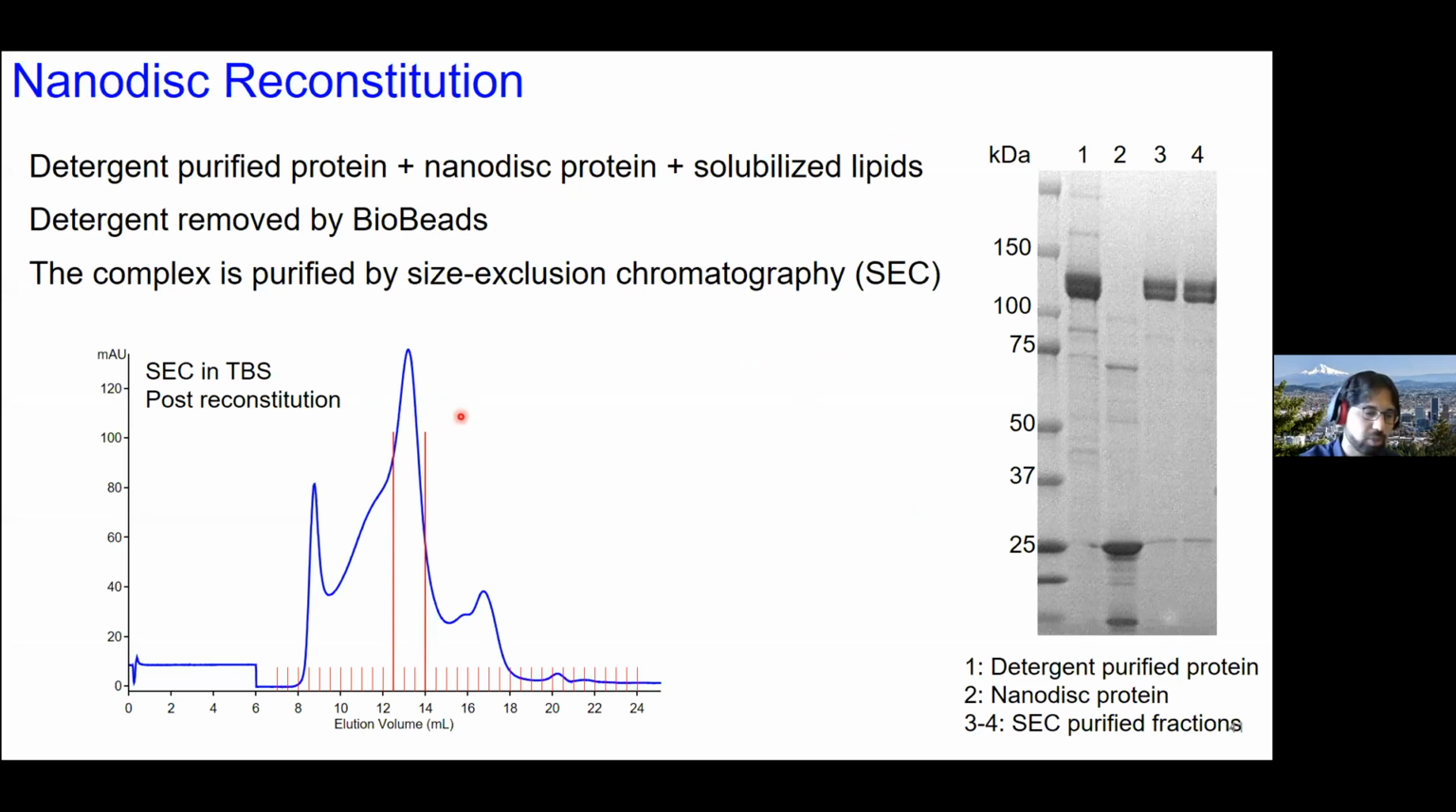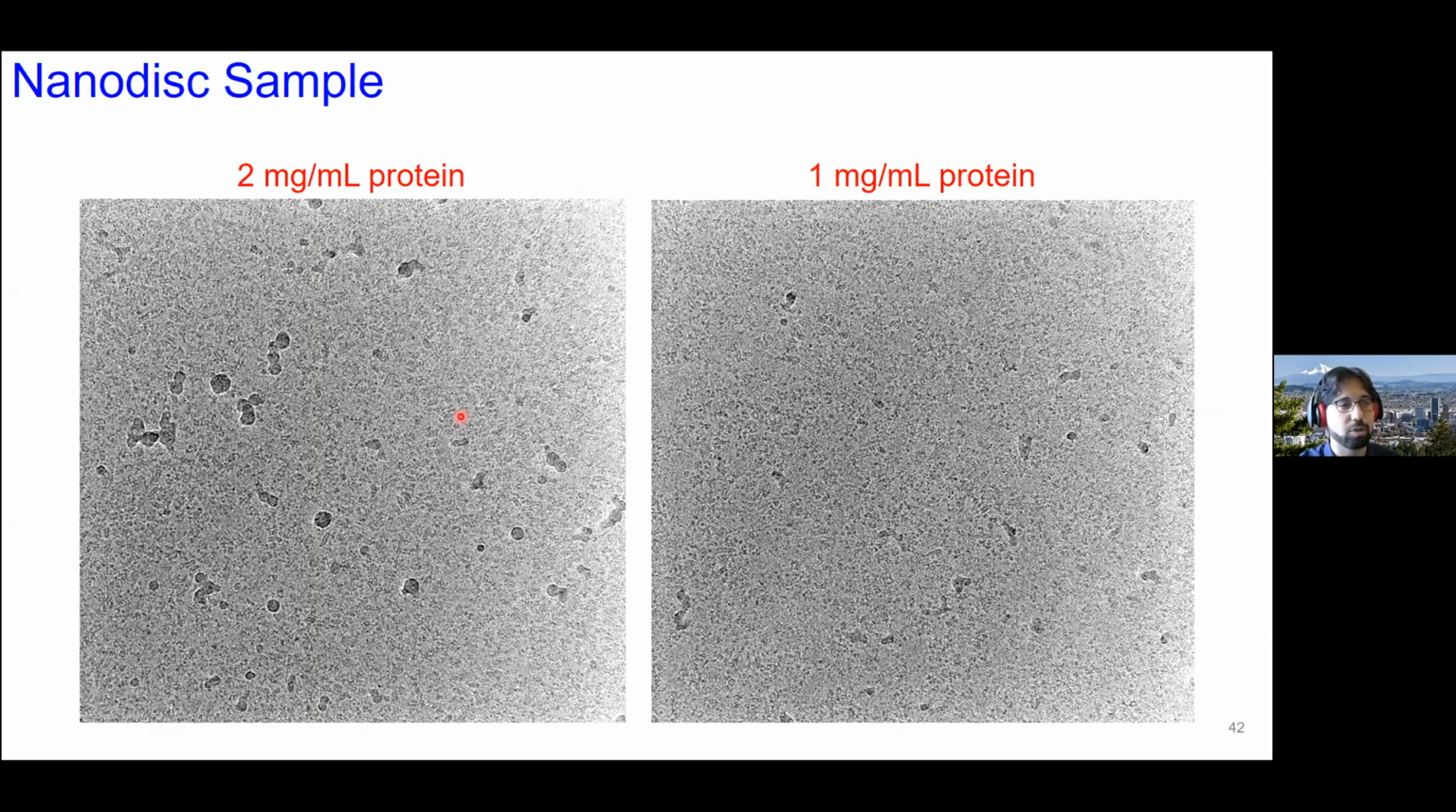So we did that. We took this peak, we put that on a grid, and it looked atrocious. It looked really, really bad. Didn't matter if we go to thin ice or thick ice, you basically get a carpet of particles. You can't see any side views. Maybe we are looking at a lot of top-down views. Maybe we are looking at a lot of aggregated protein at the water-air interface. We can't tell. We just know that this isn't it. This isn't going to give us a high resolution structure. And it doesn't matter even if we go to lower protein concentration.